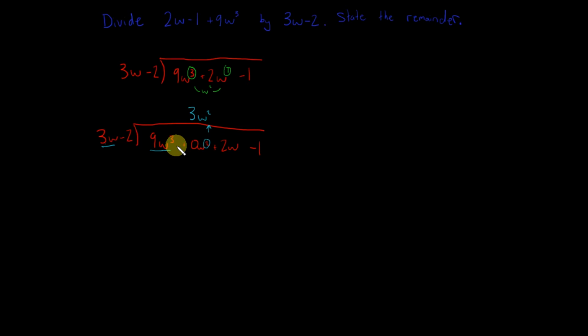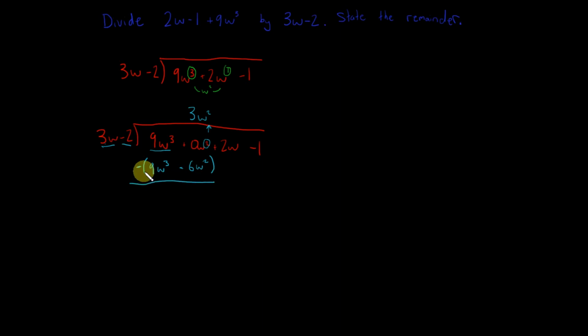If, let's say, it was 2w, then we would write that over top of the 2w term, because it has a w. It has to line up exactly. Now we know that 3w squared times 3w is 9w cubed. So we're going to subtract, and make sure to put the brackets here: 9w cubed, and then 3w squared times minus 2, so that will be minus 6w squared. Put this all in brackets, and we're going to subtract.